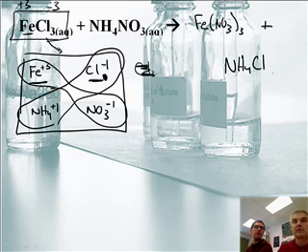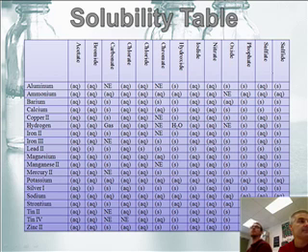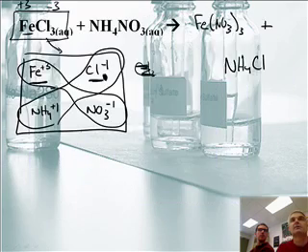Now what do we need to do? Now we need to go look on the table and see if any of those form a solid. So here's iron 3. And what am I looking for? Nitrate. Is that right? Yep. Okay, so aqueous. All right, AQ. So iron 3 nitrate is aqueous.